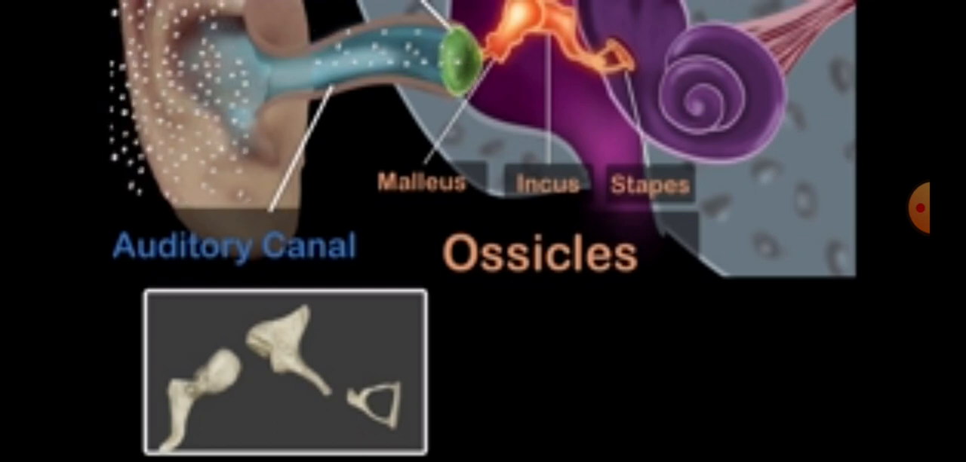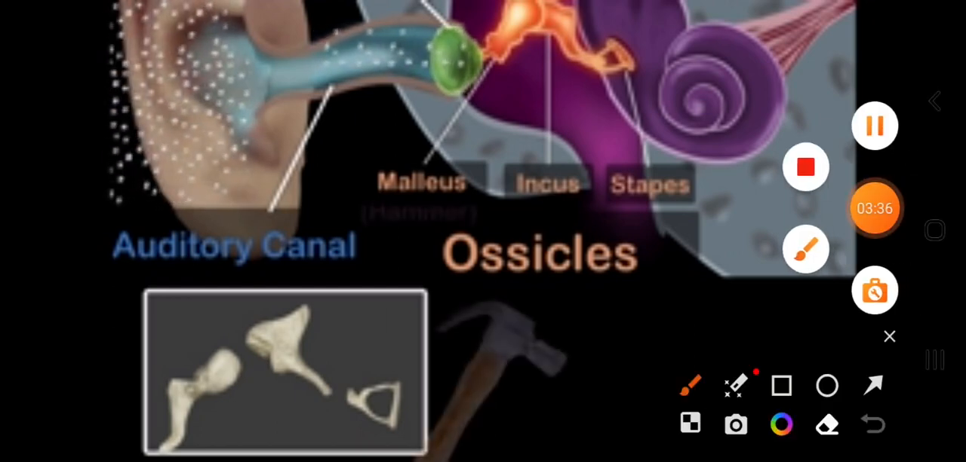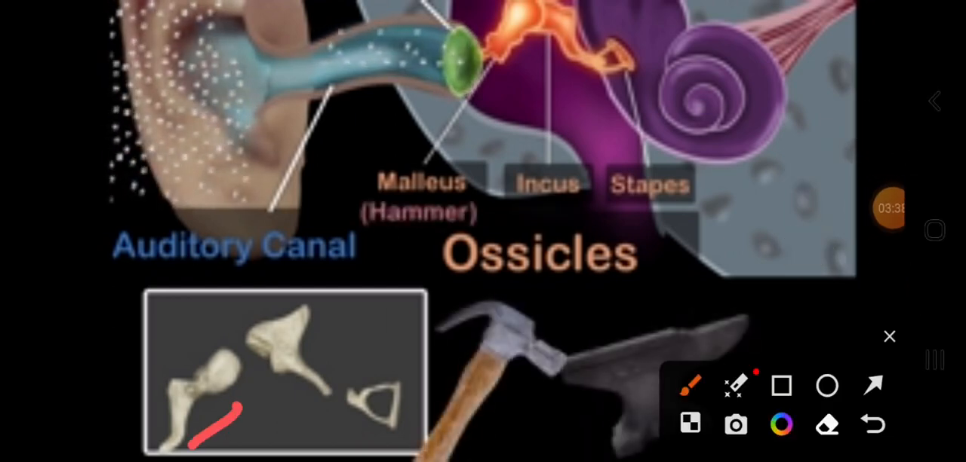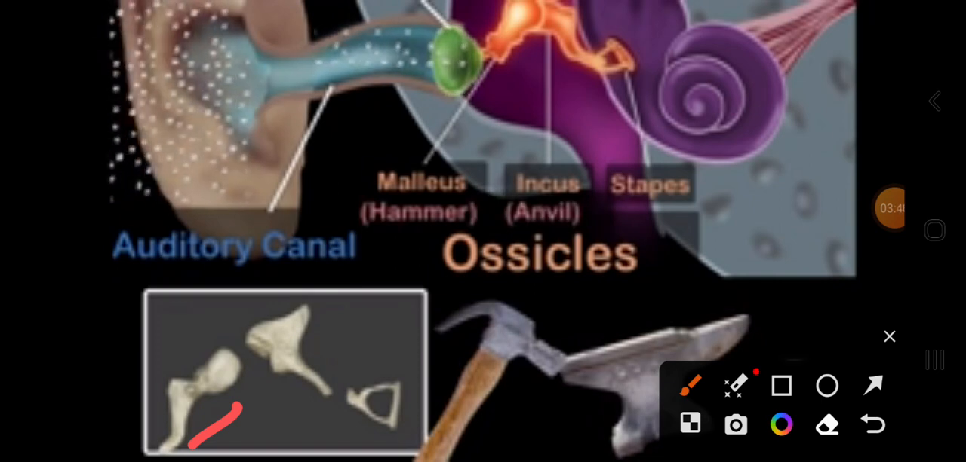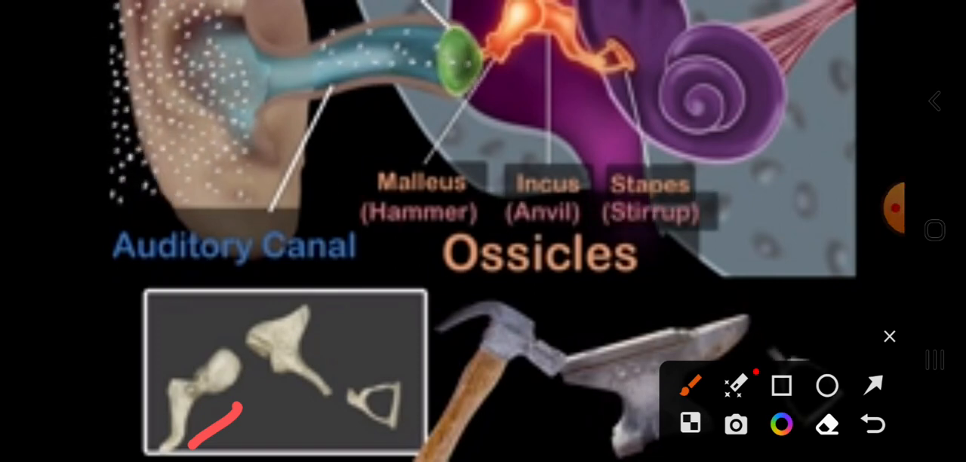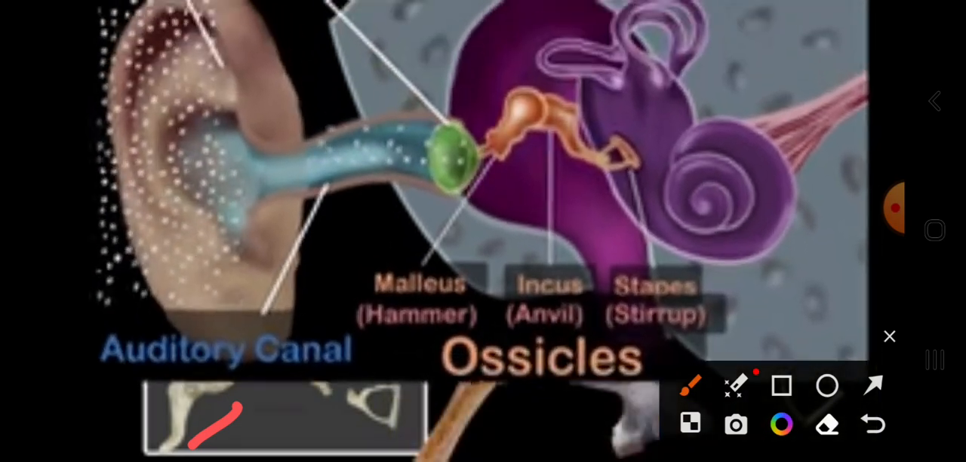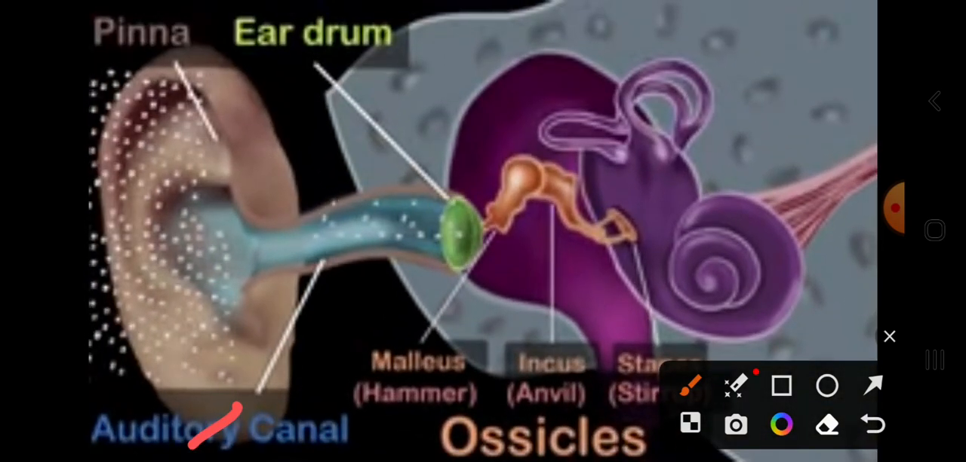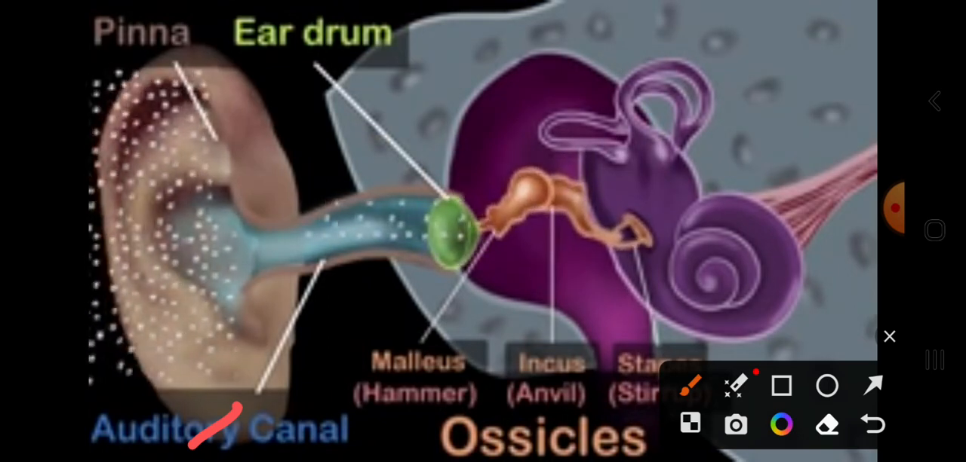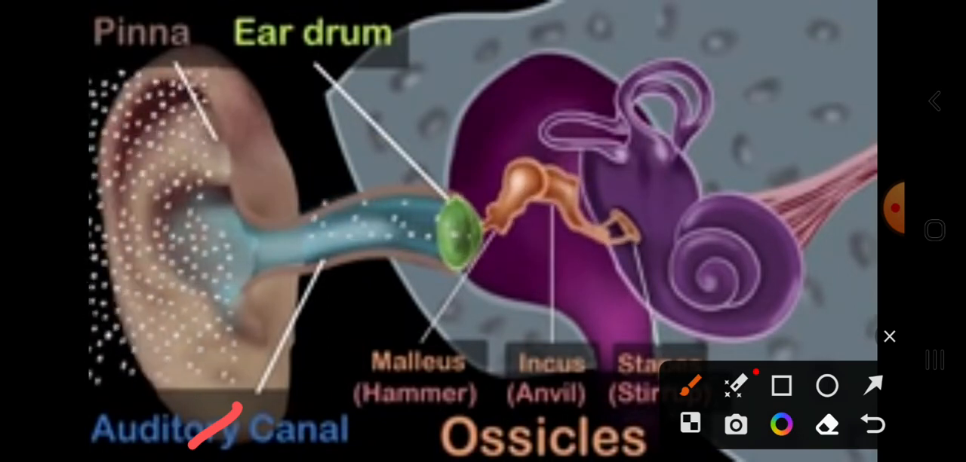Malleus, the first one, is like a hammer. Okay. Then the second is the anvil. Then the third one is the stapes. When you ride on a horse, the place where you keep your foot to rest, that's the stapes, or stirrup, you can say.